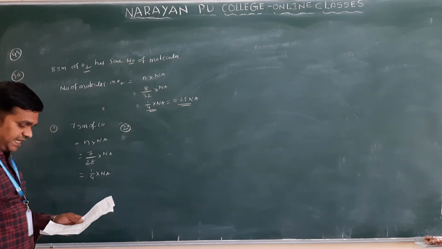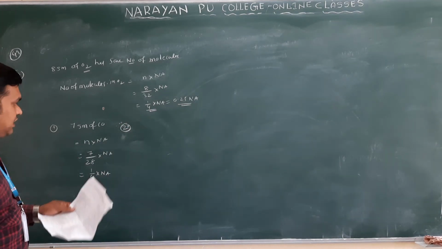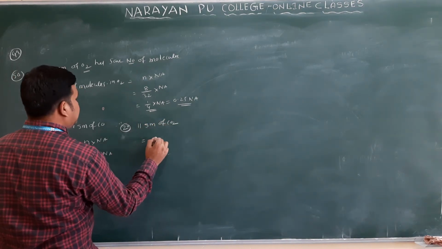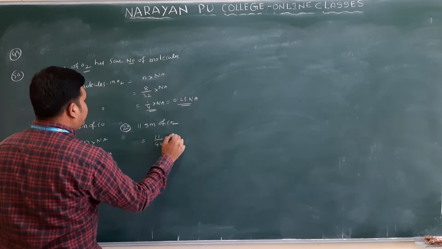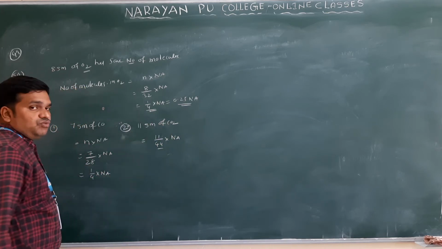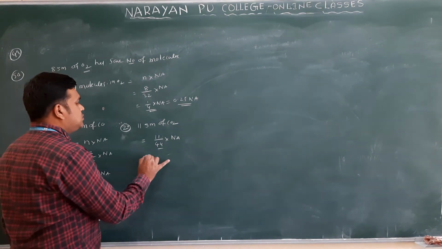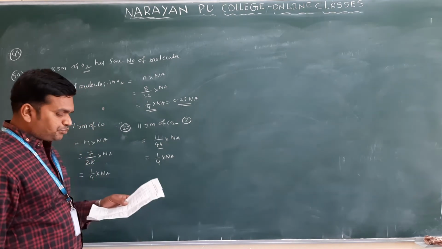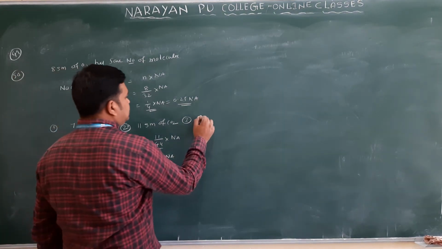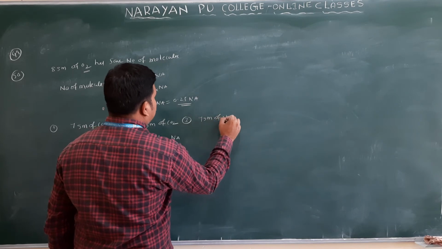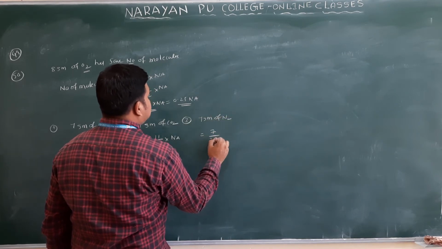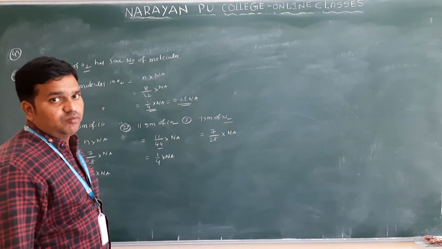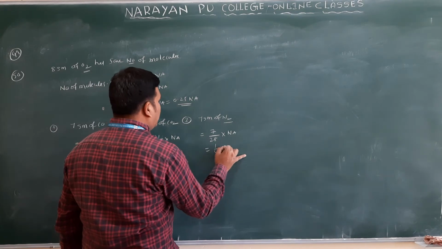See the second option. Second option is what? 11 grams of CO2. You will write here 11 by 44 into Na. Why 44? Carbon 12, oxygen 32, total 44 only. So I will write here 1 by 4 Na. Third option, we can see: 7 grams of N2. I write here 7 by 28 into Na. Why 28? Nitrogens, 2 are there. 2 into 14 is 28 only. Then you will get 1 by 4 into Na.